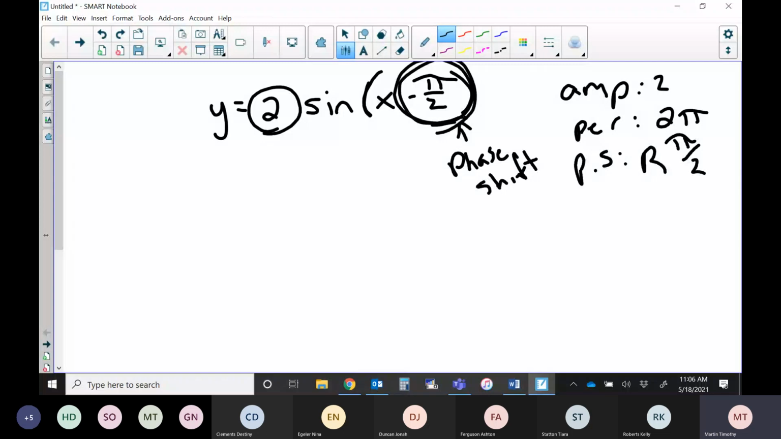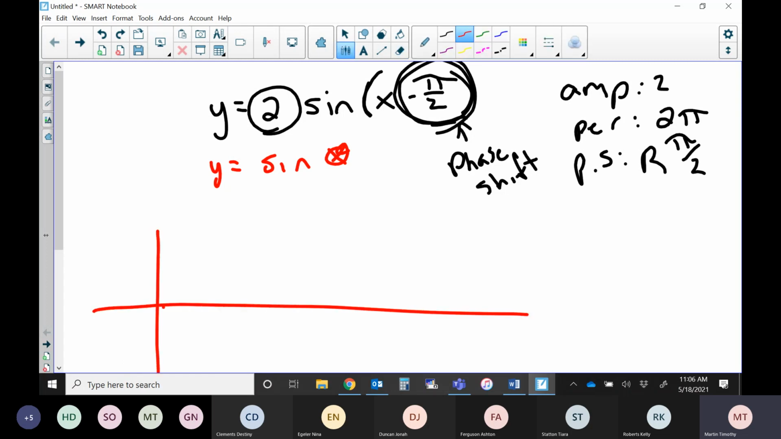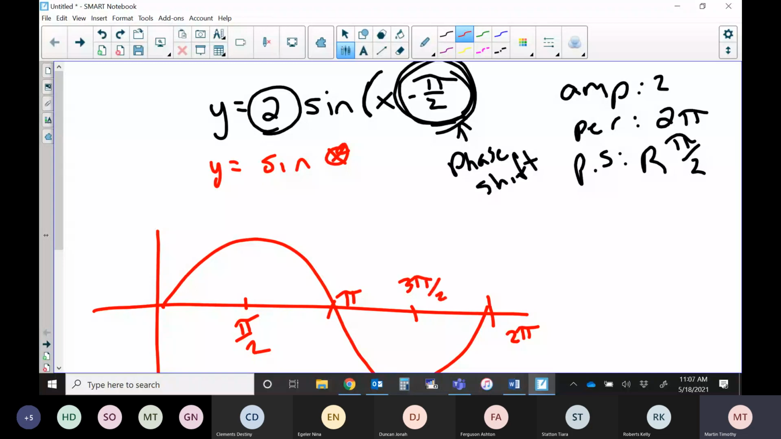So I'm going to do my OG in red, which would be y equals just sine of x, or they call it theta. You might see it as theta. It doesn't matter if it's an x or a theta. They just want you to know it's the measure of the angle that you're going to be putting in there. So if I did my OG in red, it would look something like this. This would be 2 pi, this would be pi, this right here would be pi over 2, and this right here would be 3 pi over 2.